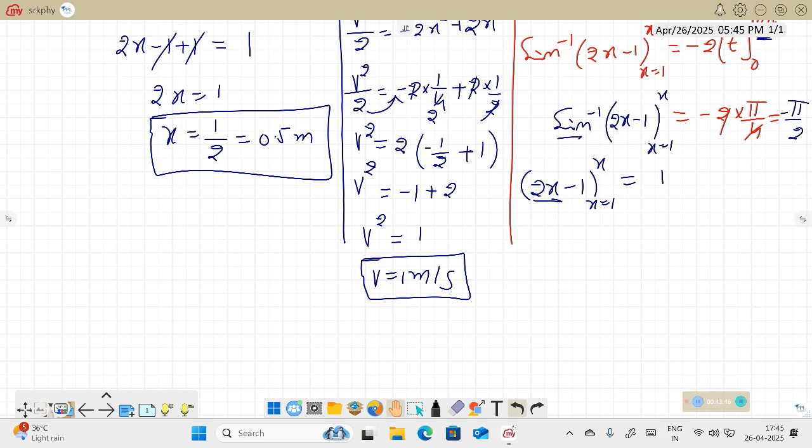So what is the second question? The first question is already over. The second question is they are asking momentum; mass into velocity is called momentum. How much mass? 5 kg into 1. That is equal to nothing but 5 kg, with velocity unit meter second minus 1. So this is the answer for your question.